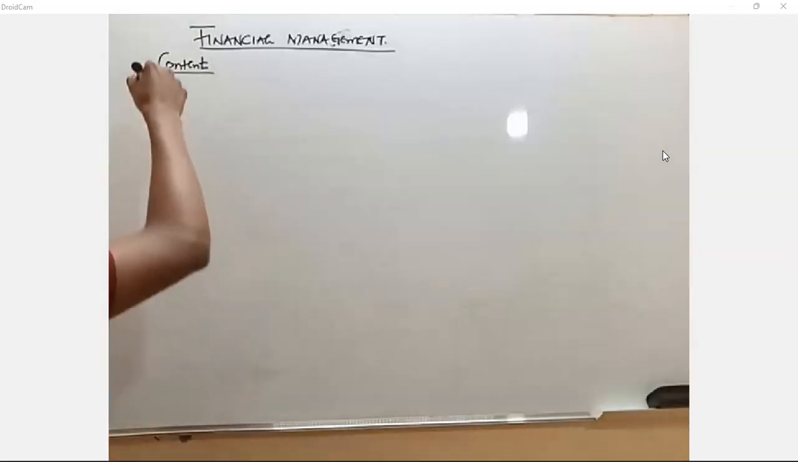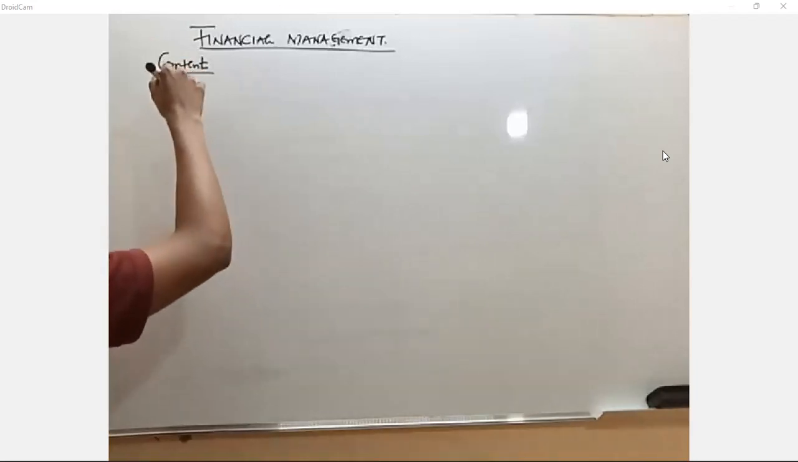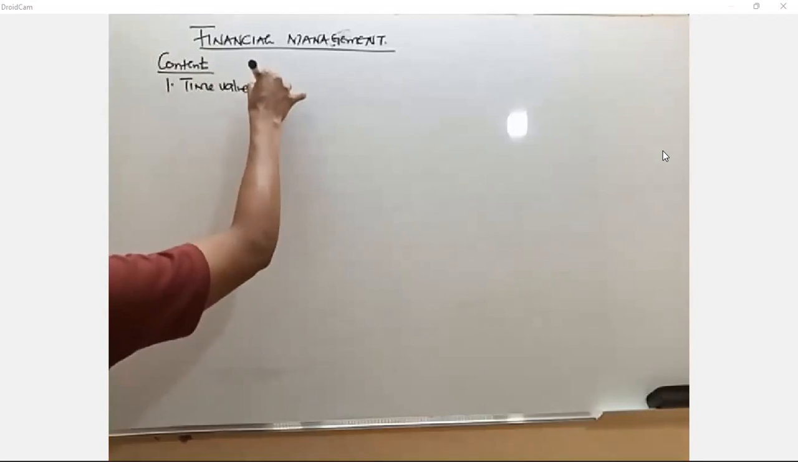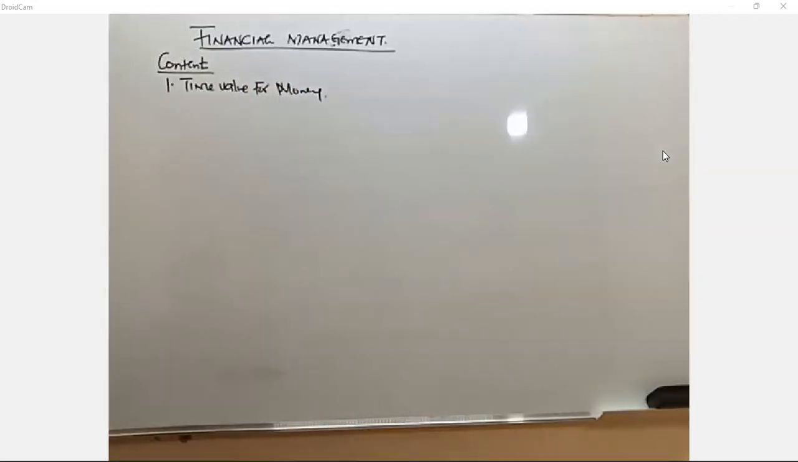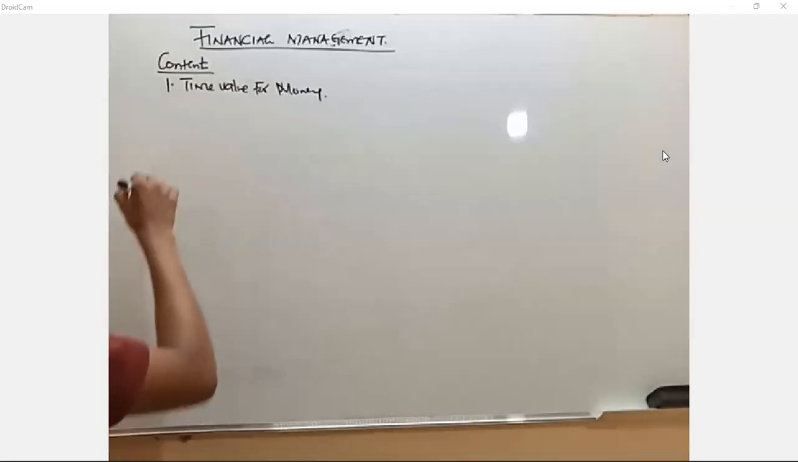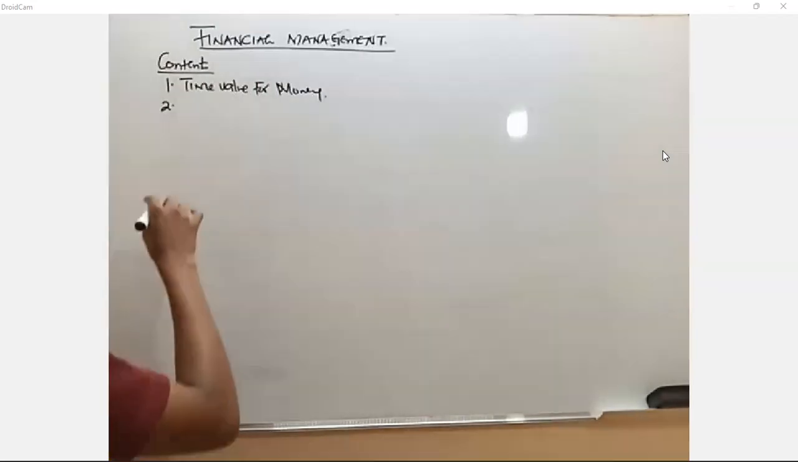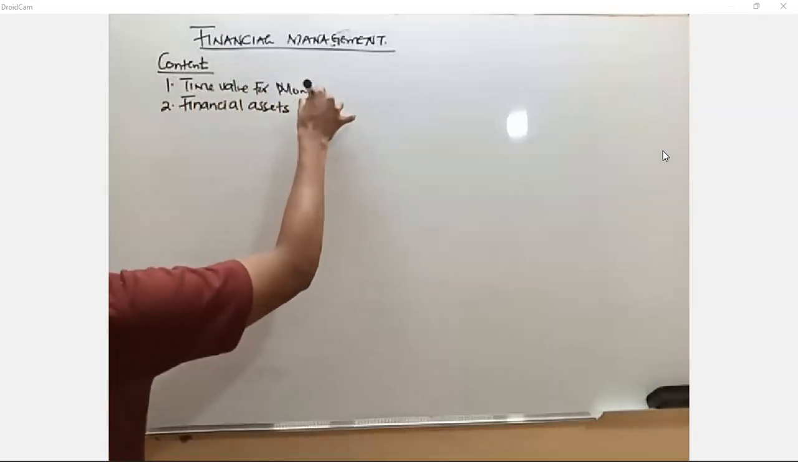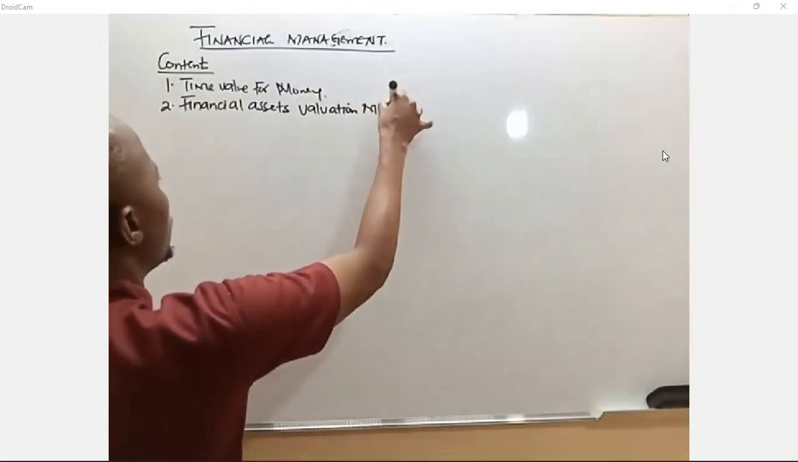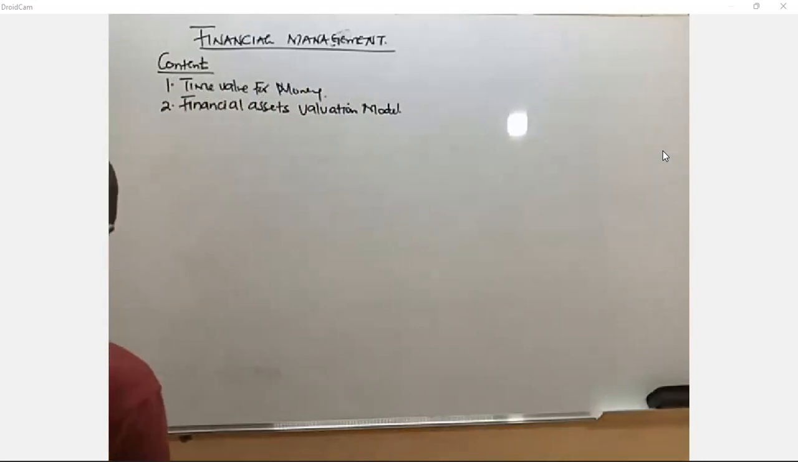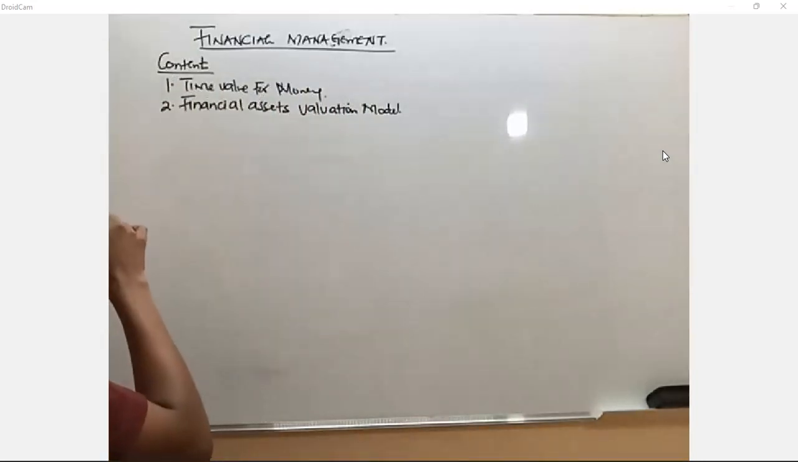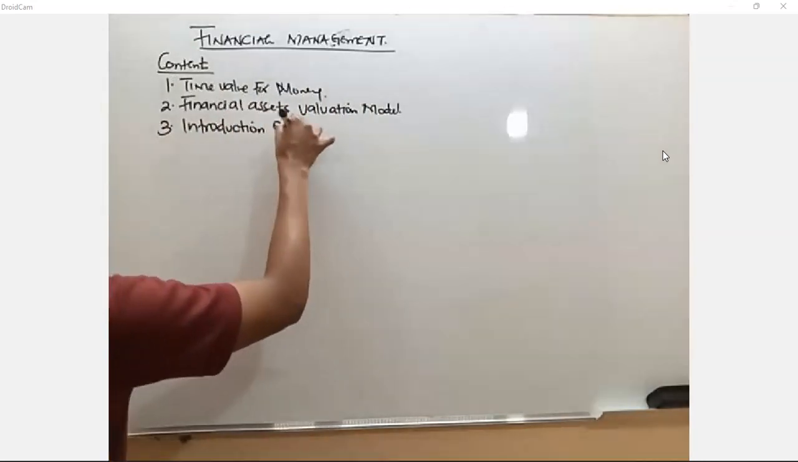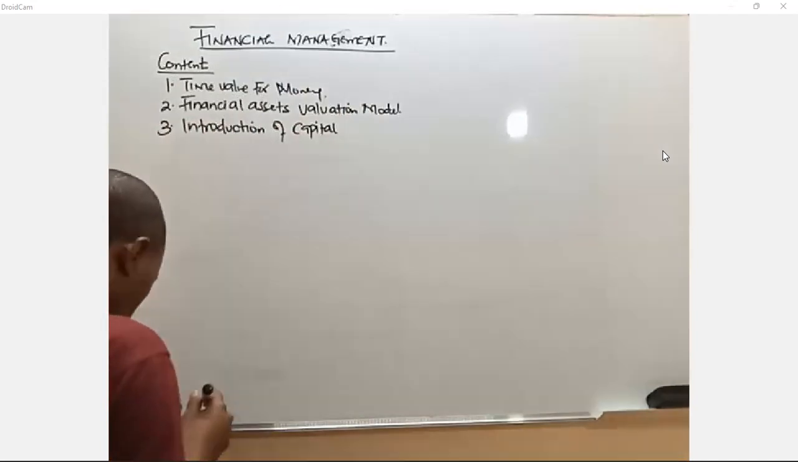The first topic of financial management, which normally includes some computations, is called the time value of money. The second topic we are discussing is financial assets valuation models. Number three, we normally discuss the introduction of capital structure decisions.